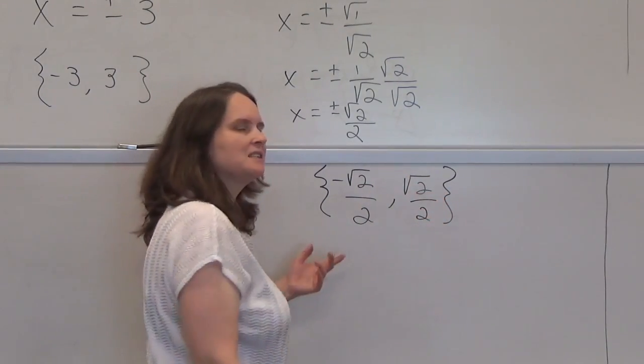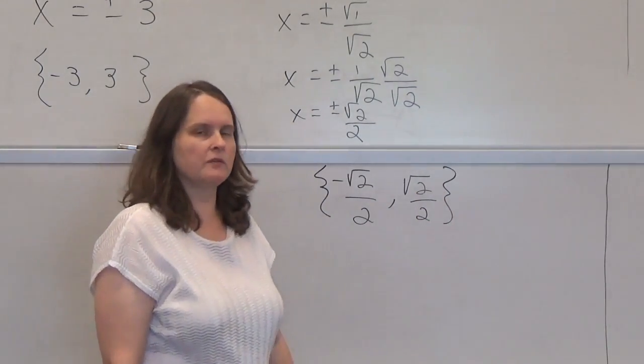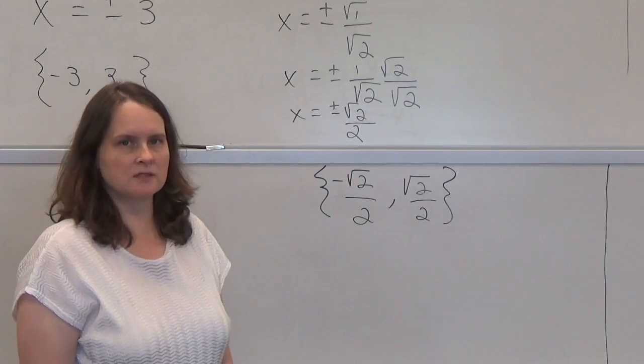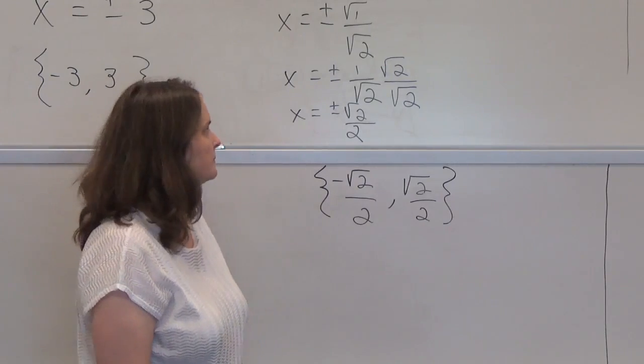We generally like to list them from smallest to largest. However, order is not required here, so if you put the positive answer first and the negative one second, that's okay too. So this is the way our answer would look in set notation.